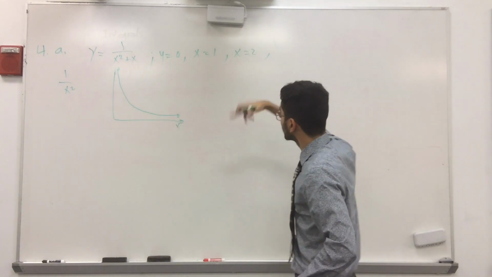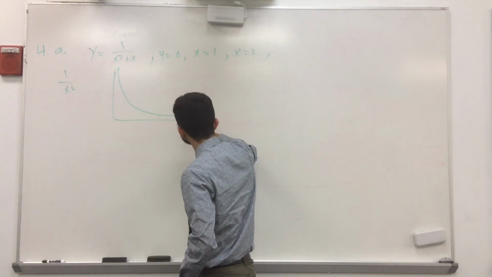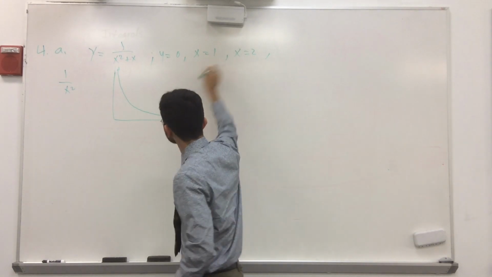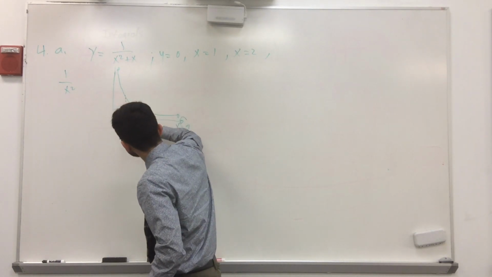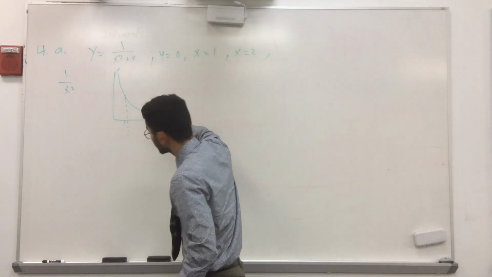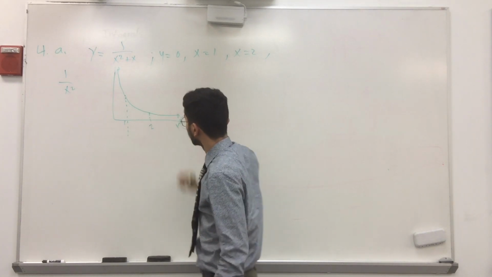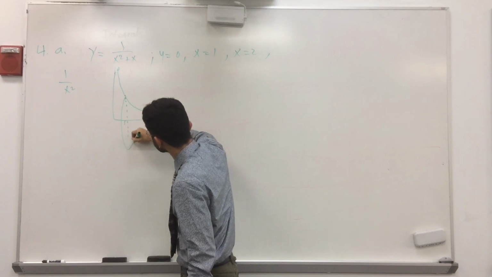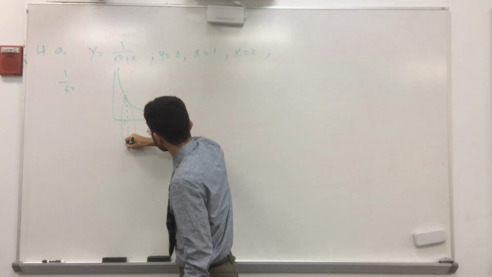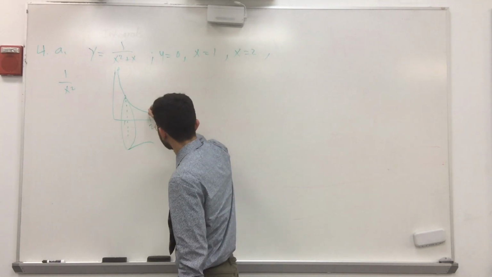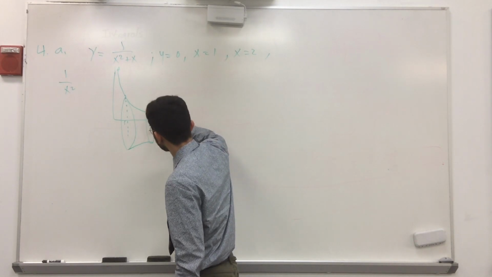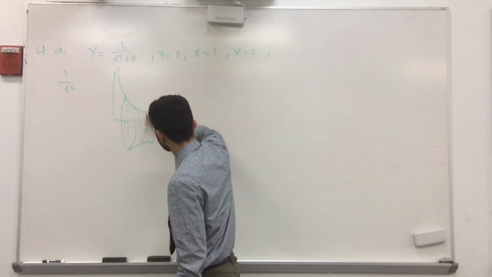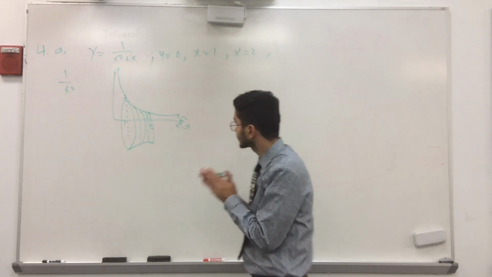But of course, we're going to revolve this about the x-axis from 1 to 2. So this over here is going to be x equals 1, and this over here is going to be x equals 2. All right, so this over here will be the volume. This will be the solid generated when we revolve this. So this will be the solid, the volume of revolution.